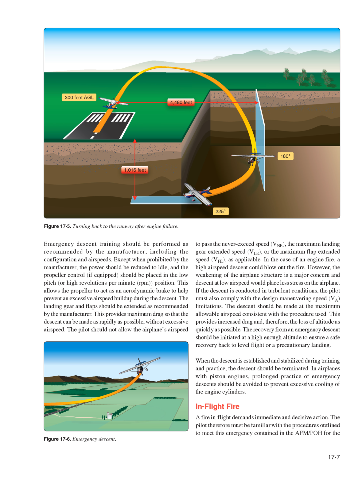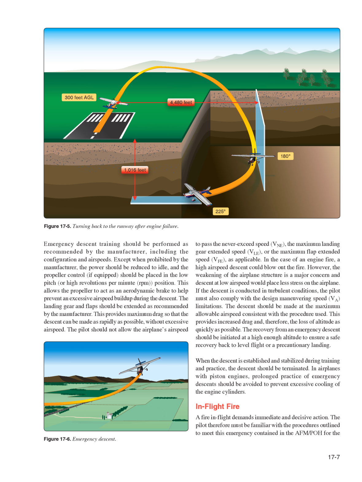The pilot should not allow the airplane's airspeed to pass the never exceed speed, VNE, the maximum landing gear extended speed, VLE, or the maximum flap extended speed, VFE, as applicable. In the case of an engine fire, a high airspeed descent could blow out the fire. However, the weakening of the airplane structure is a major concern, and descent at low airspeed would place less stress on the airplane. If the descent is conducted in turbulent conditions, the pilot must also comply with the design maneuvering speed, VA, limitations. The descent should be made at the maximum allowable airspeed consistent with the procedure used. This provides increased drag and, therefore, the loss of altitude as quickly as possible.